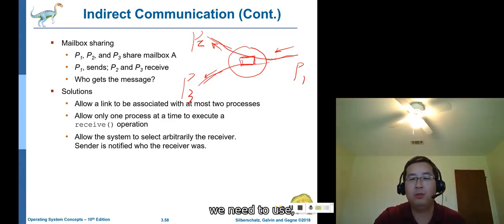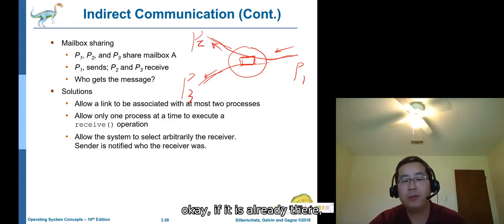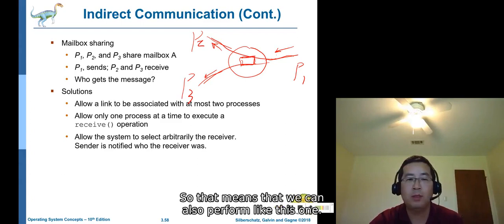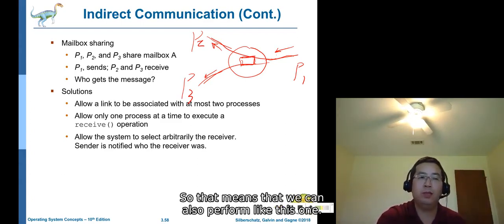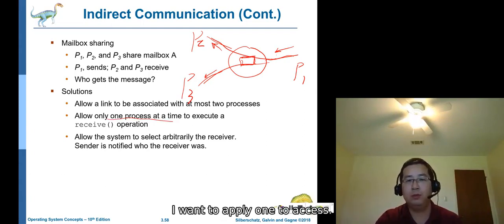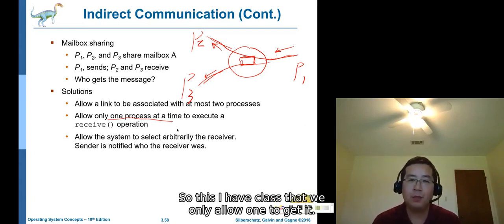We need to use, as we mentioned before, a wait signal to see whether this one is free. Okay, if there's already a process which is using this mailbox, other processes need to wait. So we can also perform like this one, because we can avoid conflicts if both want to access. So who will get the result? This one, of course, will only allow one to get it.